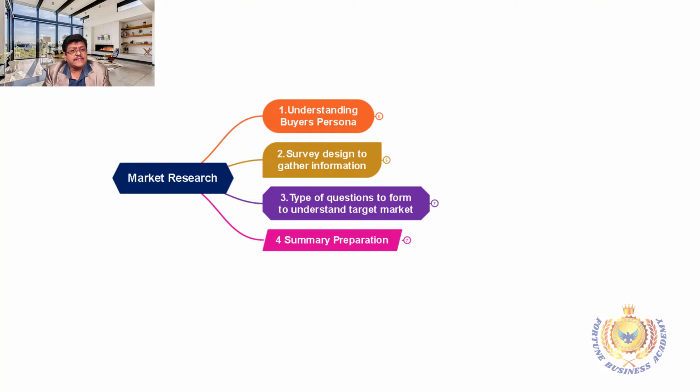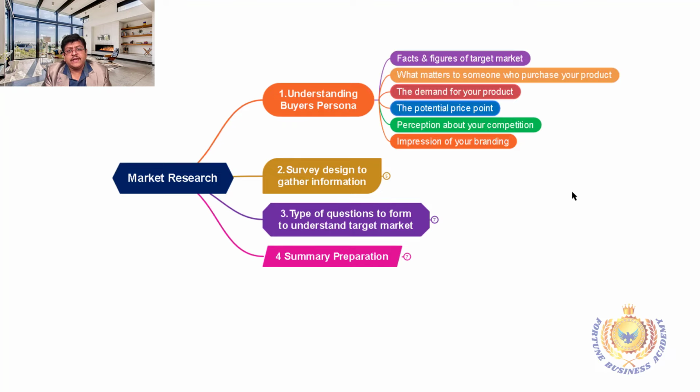First, you need to understand the buyer's persona, whom you are targeting. You need to understand facts and figures of the target market. Before you start even a prototype, you have some assumptions and some understanding. Once you do the market research, you will have a clear idea whether all your assumptions are right or any changes are required. What matters to someone to purchase your product? You will have a clear understanding about the market.